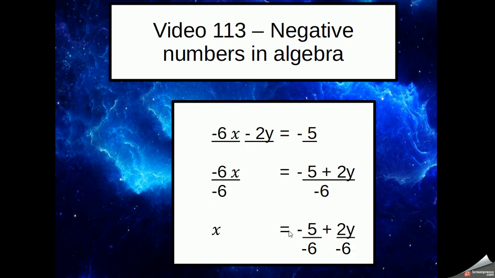Leaving us with x. Remember, a few videos ago we looked at how we divide something by a number. Everything in the equation that's separated by a plus or minus is divided by that. So we're going to have x equal to minus 5 over minus 6 plus 2y over minus 6.